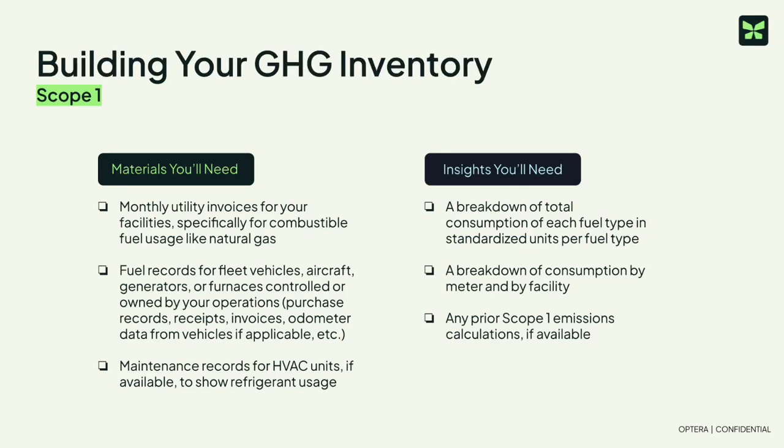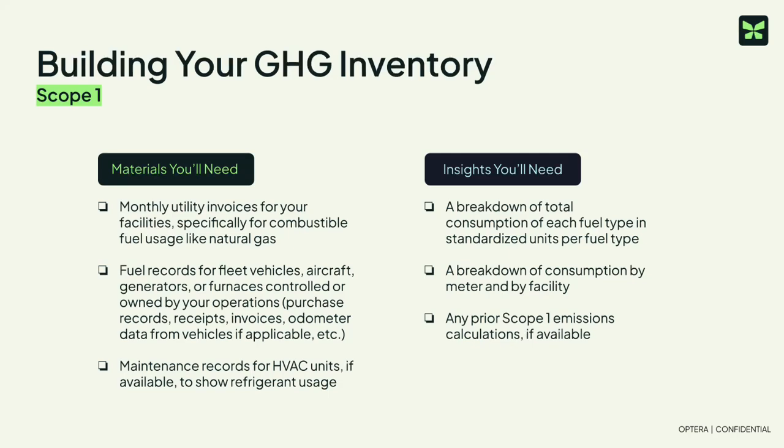Fuel records for fleet vehicles, aircraft, generators, or furnaces controlled or owned by your operations. This would include purchase records, receipts, invoices, odometer data from vehicles if applicable, and more. And maintenance records for HVAC units, if available, to show refrigerant usage. Having these broken down in standard units of fuel and by facility will be key. And if you've done any previous Scope 1 inventories, that would also be helpful.